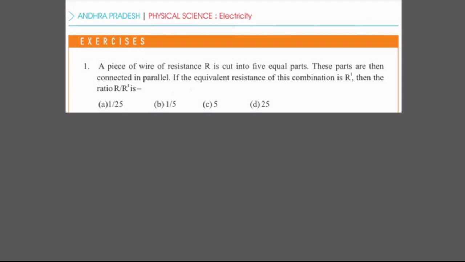So here what is given is, there is a wire, its resistance is R, and that wire is cut into 5 equal parts. So let us see how to solve this problem first. There is a wire, its resistance is R, and that wire is cut into 5 equal parts. Then what will be the resistance of each part? It is nothing but R by 5. So each part's resistance will become R by 5 ohms.